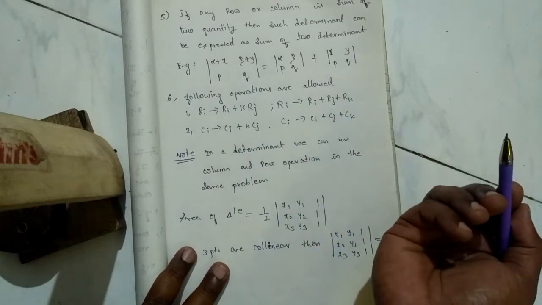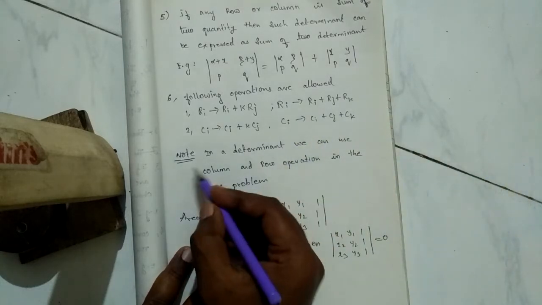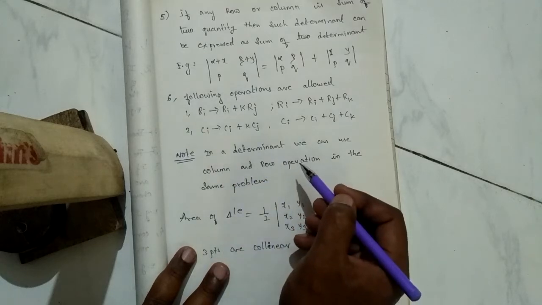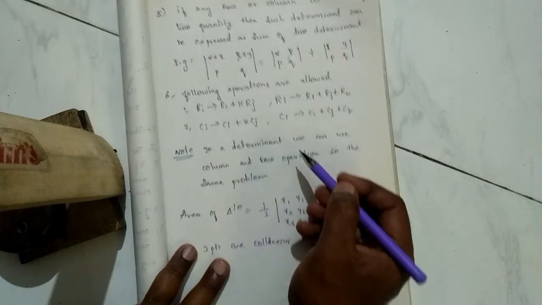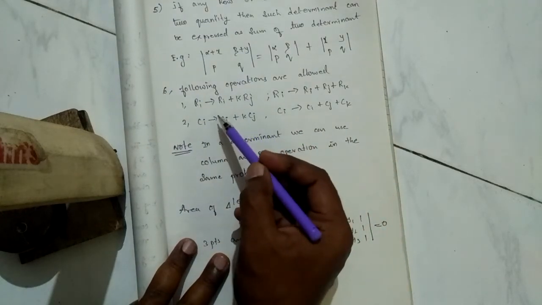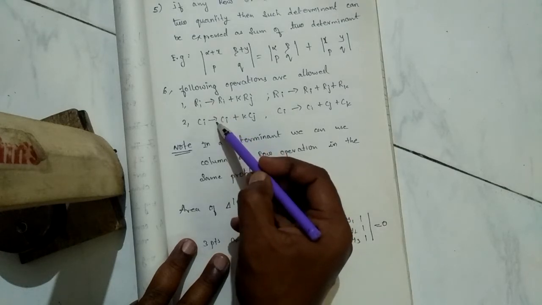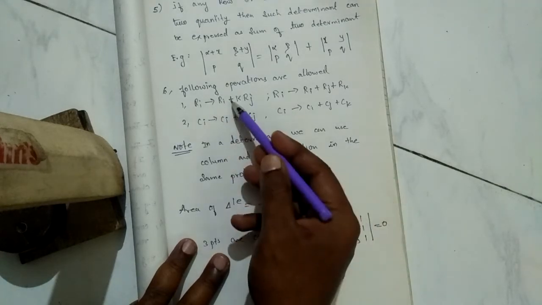And note, this is a very, very important note, because in a determinant problem, both the row method and the column method you can apply.